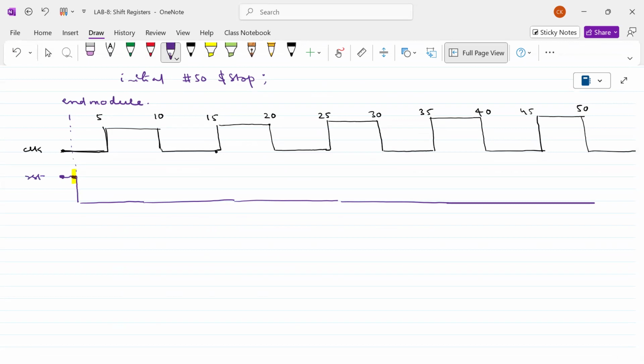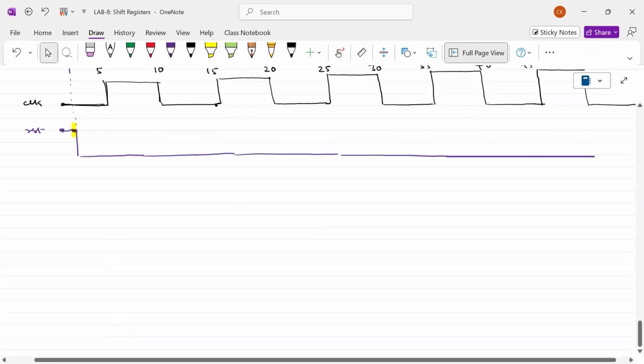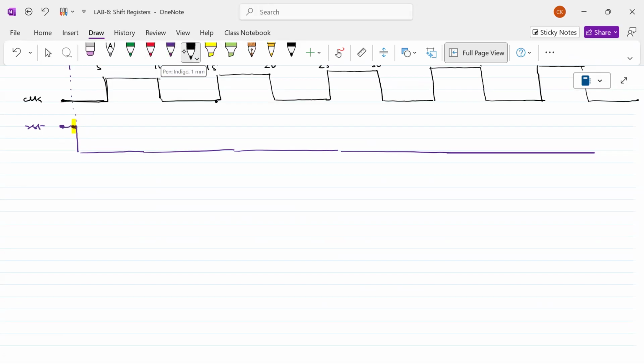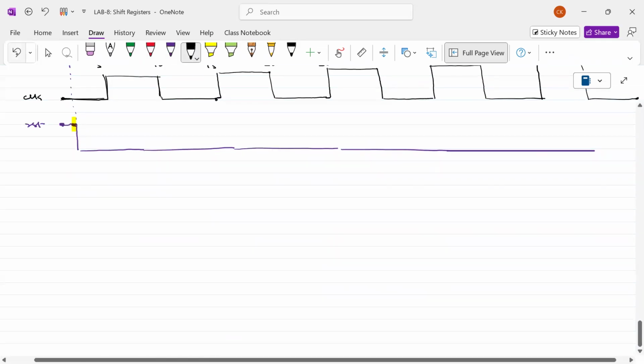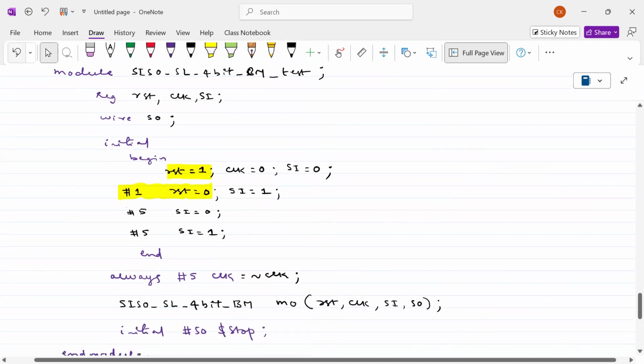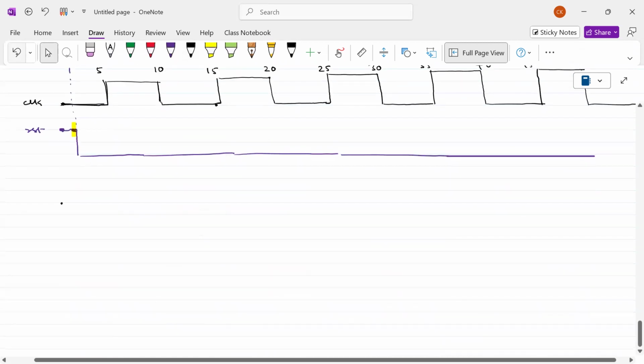Next, what is the next one? Serial in data we have to write. What is the serial in data? Initially, this is 0. Let me take this color. Initially this is 0. Next, what does it have to be? When this is high, at 1 nanosecond it becomes high. Till 1 nanosecond it is 0, and then this becomes high.